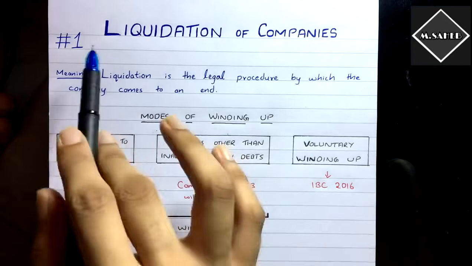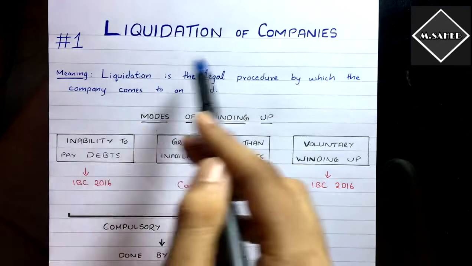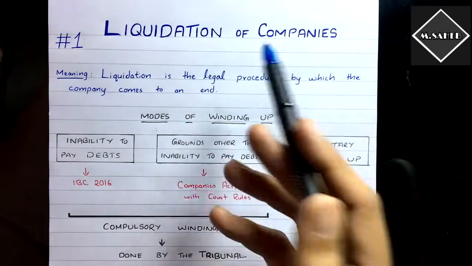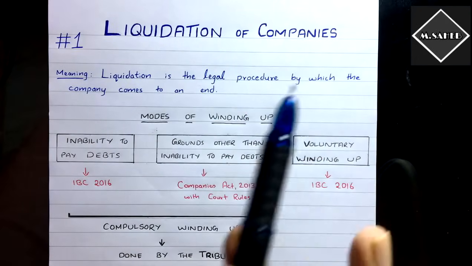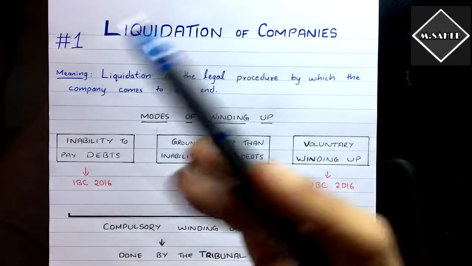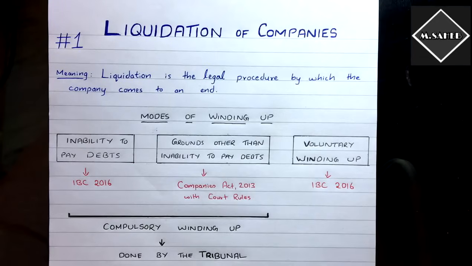This chapter is based on format because it is based on law, right? This liquidation process is based on law. So that is why the entire thing is mostly format based. Fine. So now let's start off this chapter. Let's understand what is liquidation of companies and why are we doing liquidation of companies.